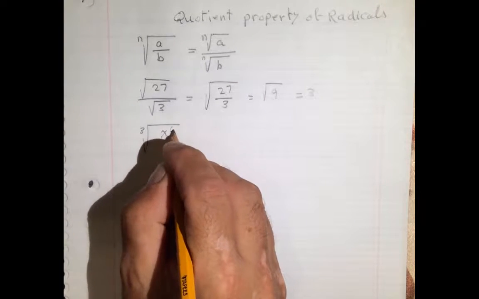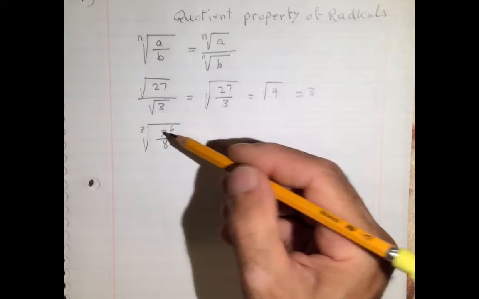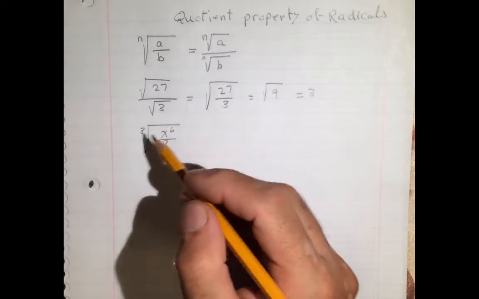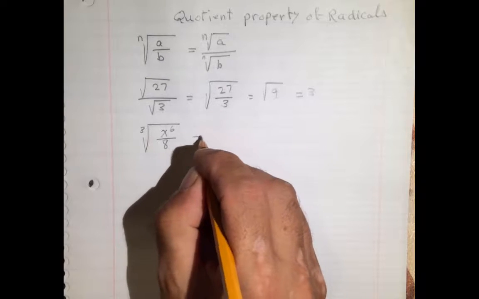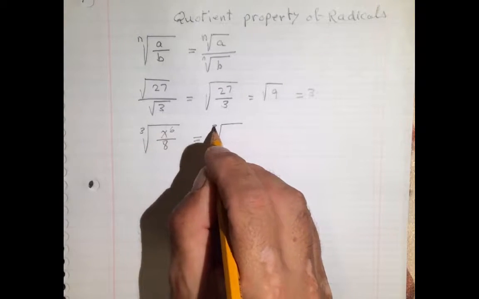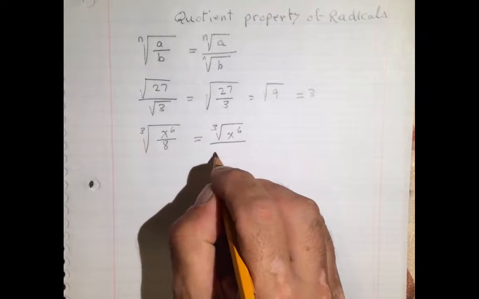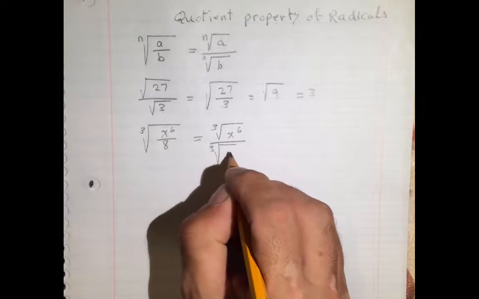Or you can have something that looks like this: the cubic root of x power 6 over 8. Over here we can divide, that's x, that's 8. So now if we separate them, maybe we can simplify. So I'm going to separate them. It's going to be the cubic root of x power 6 over the cubic root of 8.